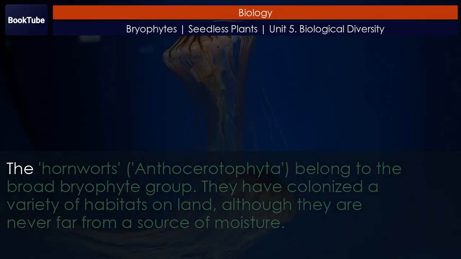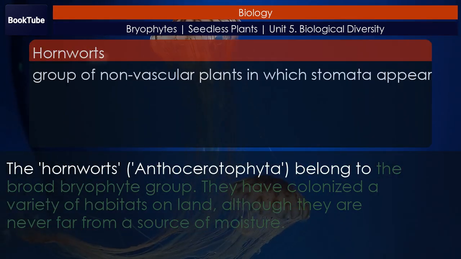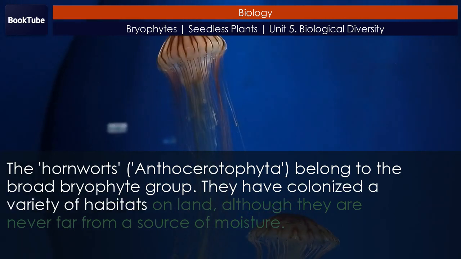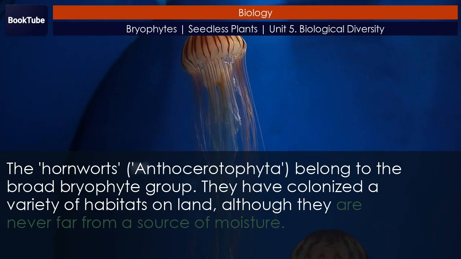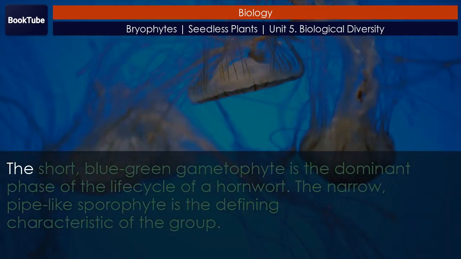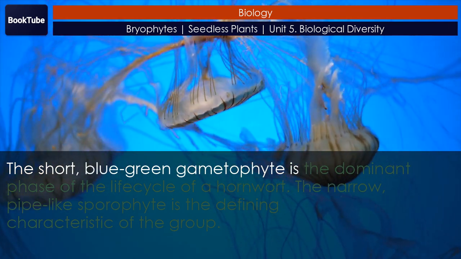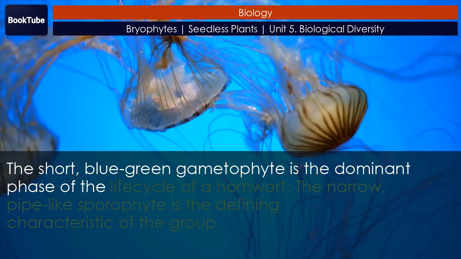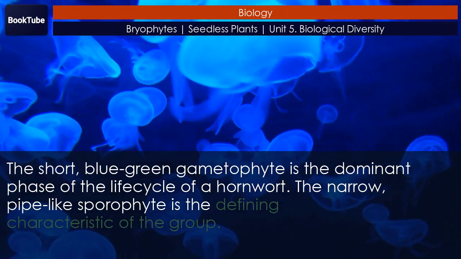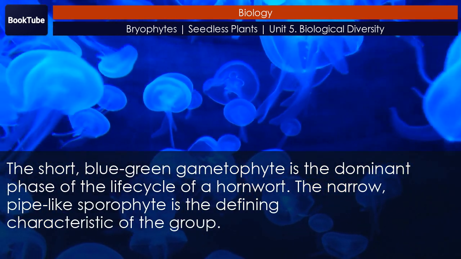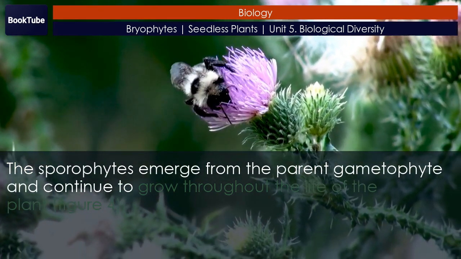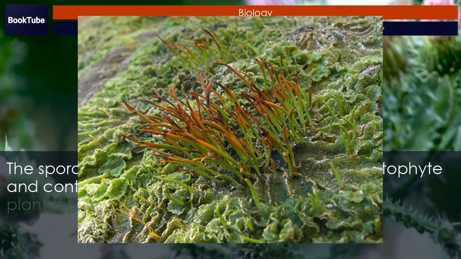Hornworts. The hornworts, Anthocerotophyta, belong to the broad bryophyte group. They have colonized a variety of habitats on land, although they are never far from a source of moisture. The short, blue-green gametophyte is the dominant phase of the life cycle of a hornwort. The narrow, pipe-like sporophyte is the defining characteristic of the group. The sporophytes emerge from the parent gametophyte and continue to grow throughout the life of the plant.